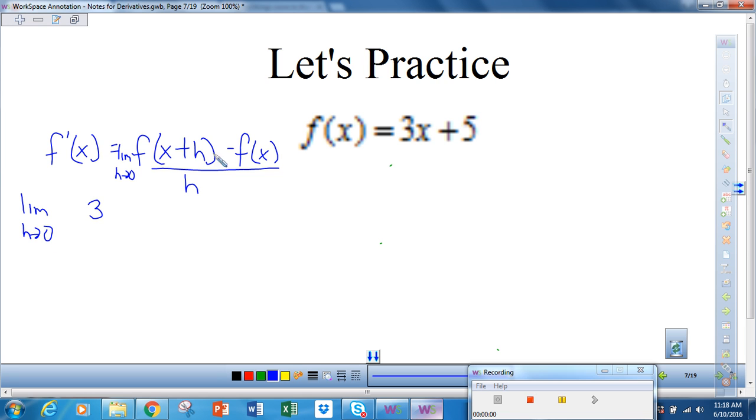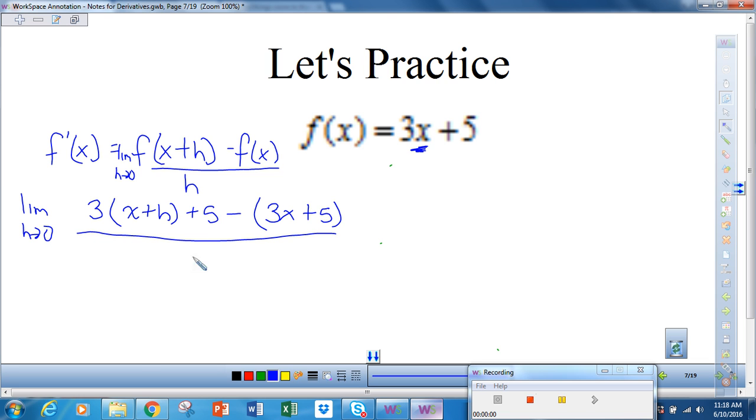Now I'm composing this function. Every place I see x in this function, I'm going to replace it with x plus h. So this becomes 3(x plus h) plus 5 minus the original function. Parentheses here are important, so make sure you put this in parentheses. If you were to write the answer and don't write parentheses, I take off for that. Parentheses are important.